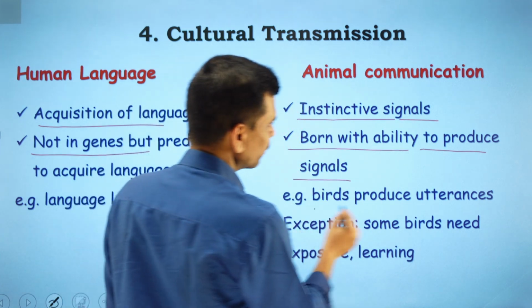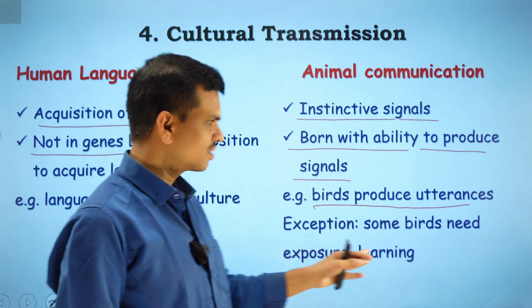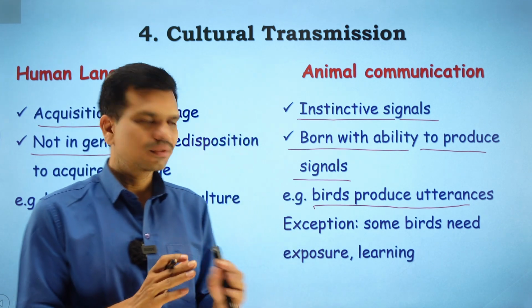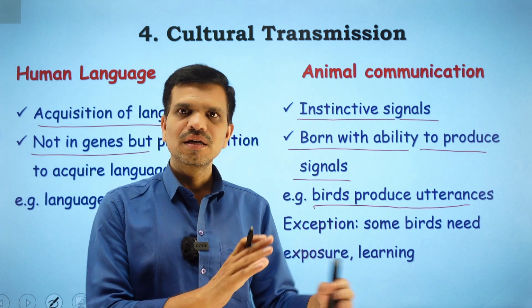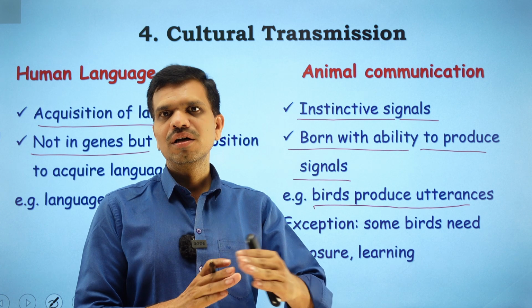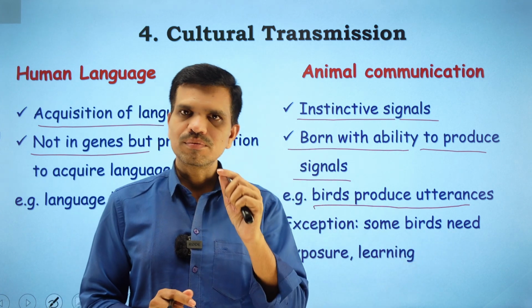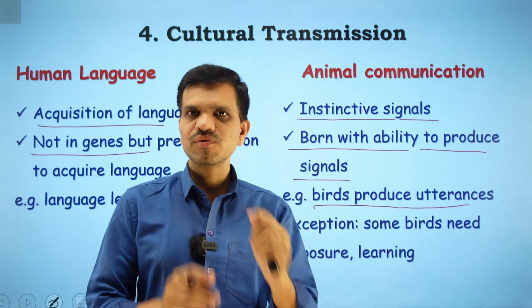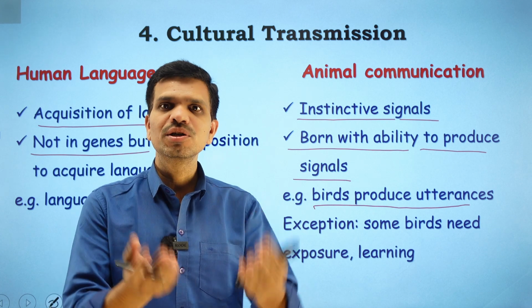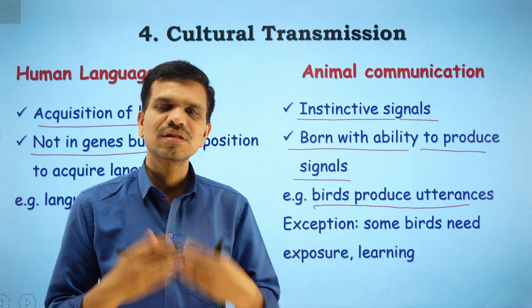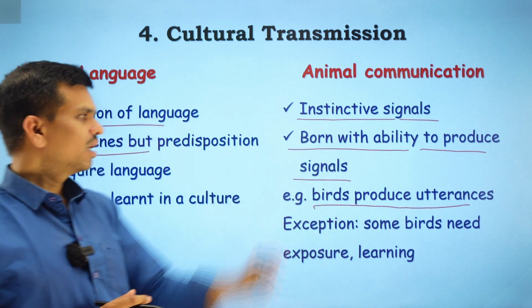For example, birds produce utterances, and there are some exceptions. An exception is that if some birds were kept alone or in a confined place, and after a few days were sent into the jungle, and if their sounds were observed, we find that these sounds are very different from other birds. But still they produce the sounds, still they produce the messages, still they produce the different kinds of signals. So this is about animal communication.